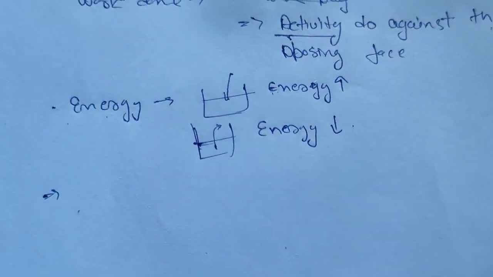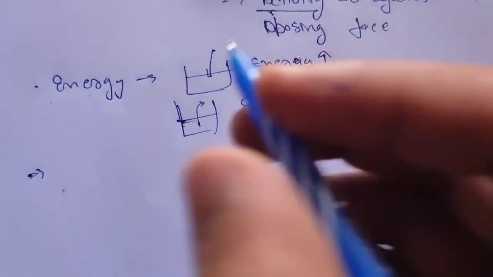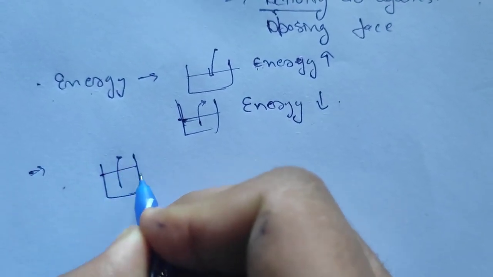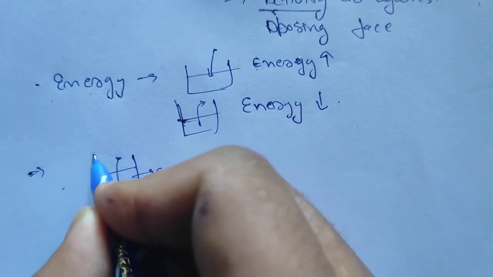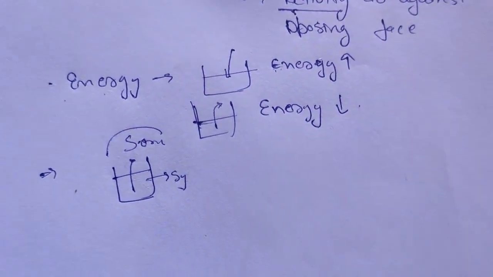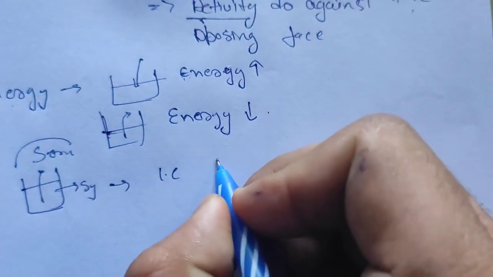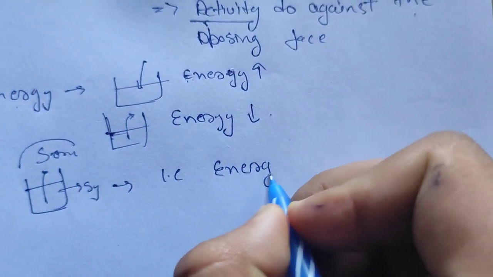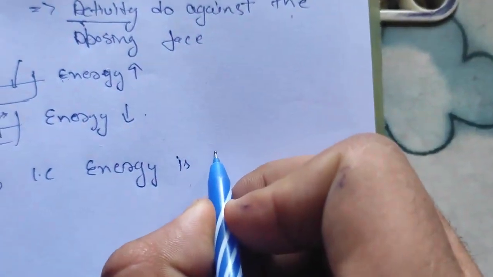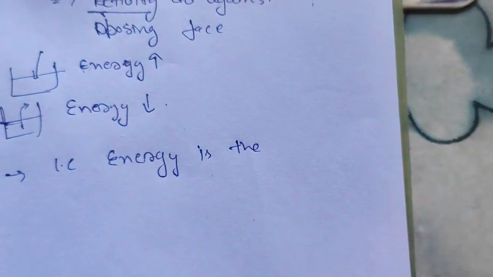And we can also say that when work is done by the system on the surrounding, the energy is decreased in the system but increased in the surrounding. Similarly, decrease in the surrounding, increase in the system. So the energy is transferred from the system to the surrounding. In other words, it is the transfer of energy from system to surrounding.